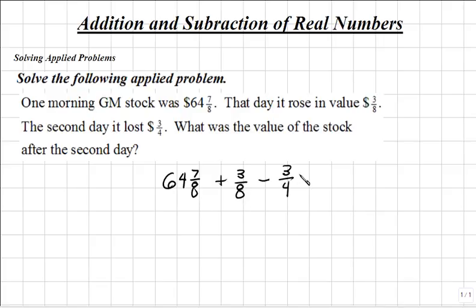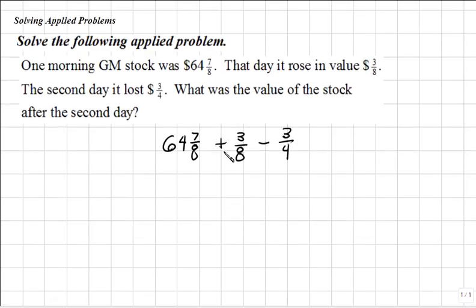To find 64 7/8 plus 3/8, we'll do this in a vertical format. So we'd have 64 7/8 added to 3/8. To add these fractions together, we need common denominators, and we do since both denominators are 8. So we can add the fractions together. Adding our fractions 7/8 and 3/8, we arrive at 10/8. So we get 64 and 10/8.